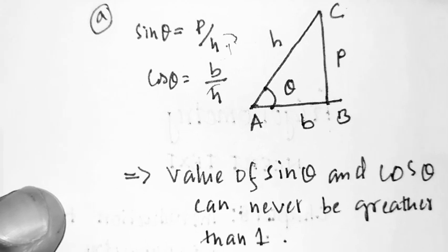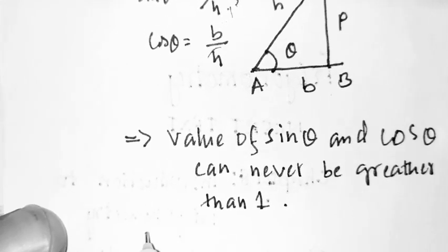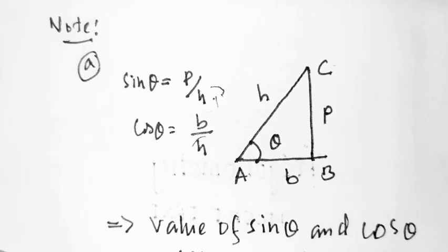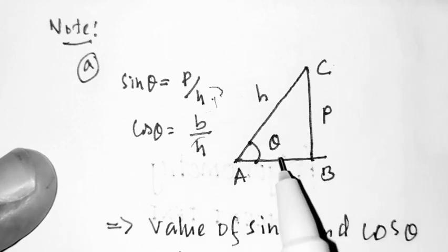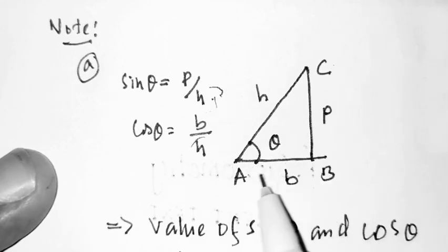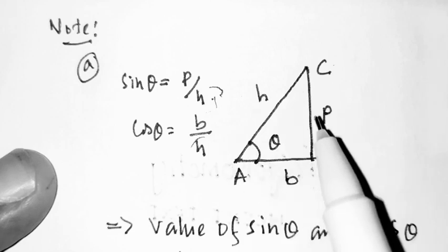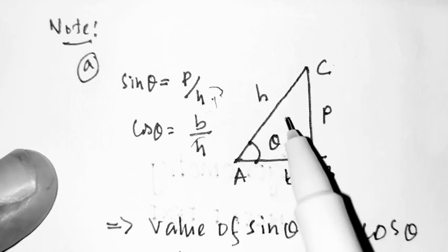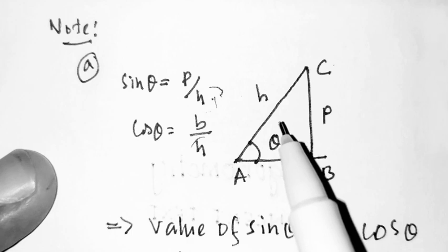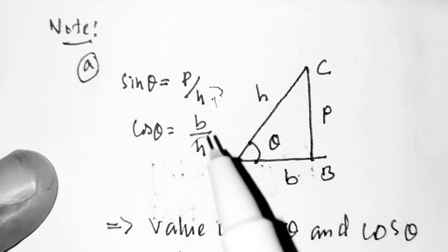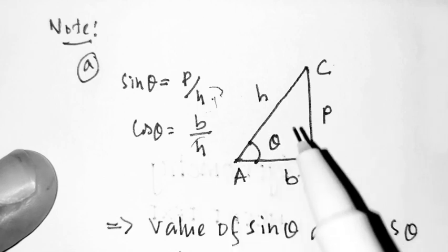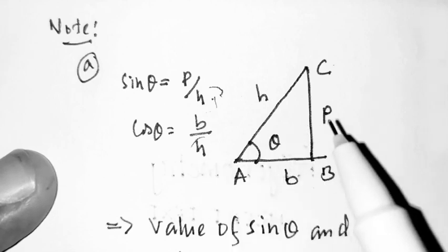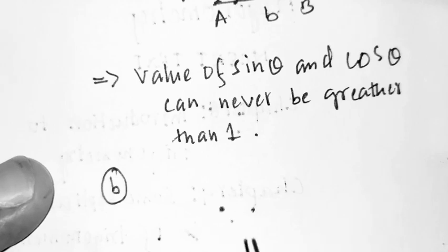And the next one, that is note number B. Now sometimes we get confused: what will happen if I vary the sides of a triangle? Let me remind you here, whether you are varying the sides of a triangle or not, as long as the angle remains the same, the value of the trigonometric ratios never changes. So you can note it down here.